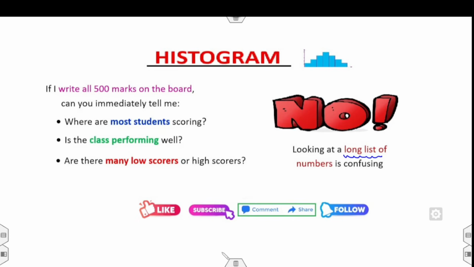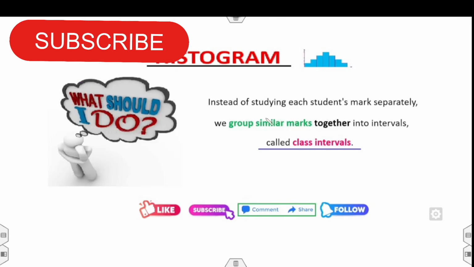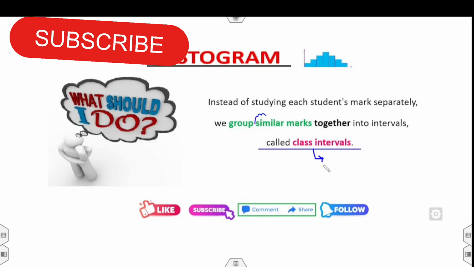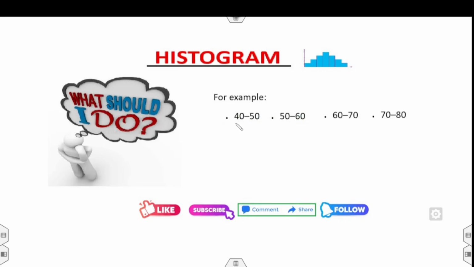Then the question arises: what should we do? Instead of looking at all these 500 marks, we can divide them into similar groups, called class intervals. I can break our 500 student marks into different categories like 40 to 50, 50 to 60, 60 to 70, 70 to 80 and so on. Then I can count the number of students whose marks lie between 40 to 50, between 60 to 70 and so on. We can simply count the number of students falling under each interval.